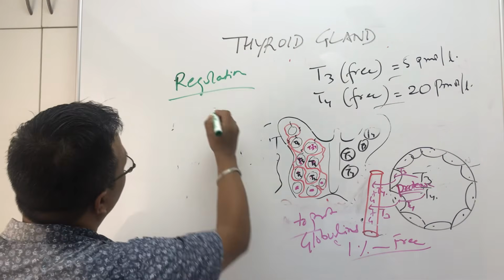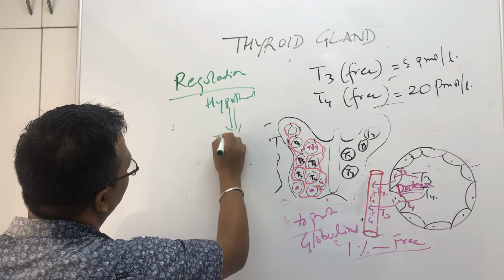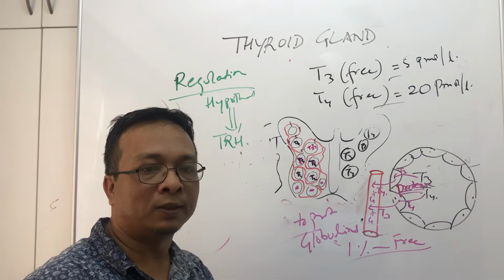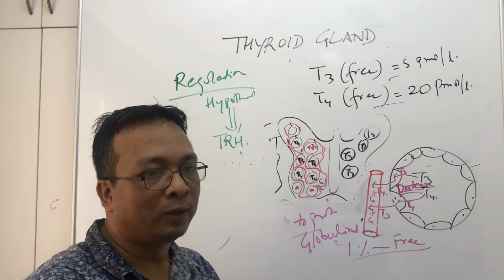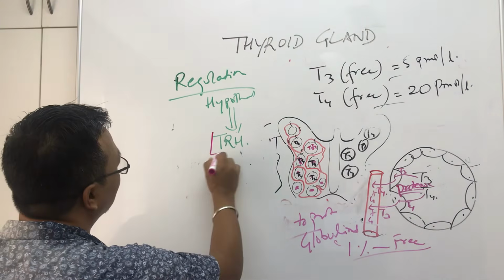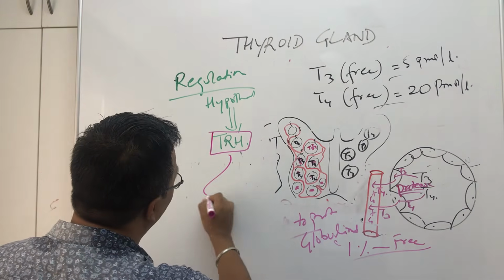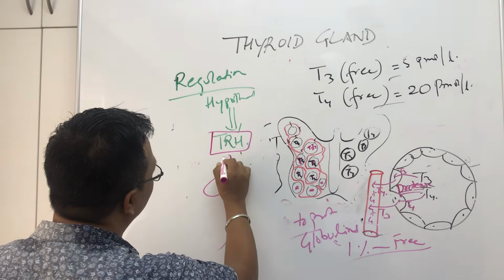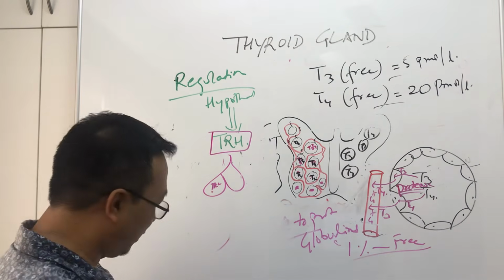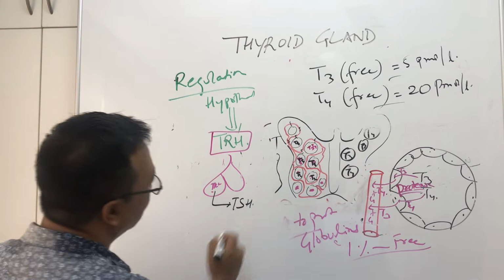Regulation. If you remember, the hypothalamus will secrete one hormone, thyroid releasing hormone. So the hypothalamus will first initiate this. When we need thyroid hormone secretion, the hypothalamus will release thyroid releasing hormone. This thyroid releasing hormone will go to the anterior pituitary gland, and it will stimulate the anterior pituitary, which will release thyroid stimulating hormone.